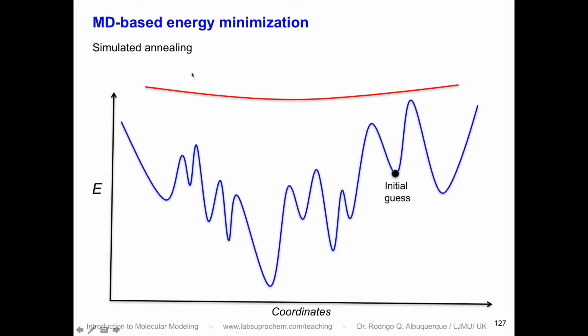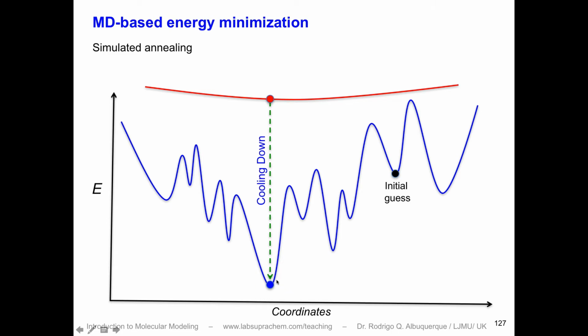Simulated annealing is another technique which can be used to find a local minimum. Eventually, it's possible to find an absolute minimum. In this case, we have again our initial guess. We run molecular dynamics at a very high temperature, let's say 1400 Kelvin, and we equilibrate the system at this temperature. After the system is more or less equilibrated, we cool down the temperature very slowly so that it may possibly find a very low energy minimum.